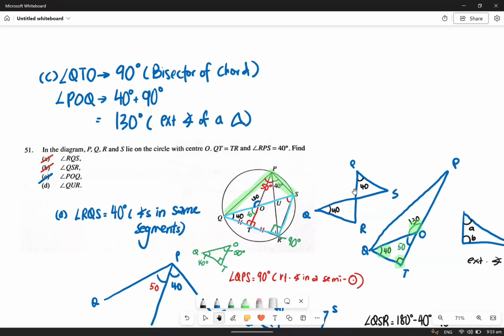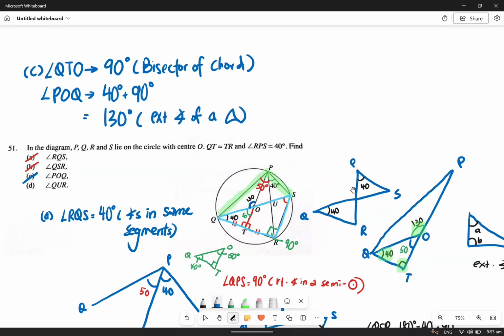QUR. Go and note down where QUR is first. QUR is this angle over here. Can you all see this angle over here? Okay, maybe I just want to make it bigger like that. Can you all see? Okay, how do we find this?